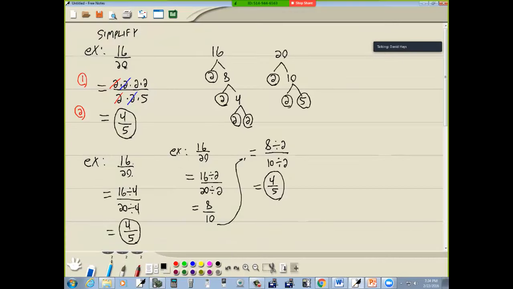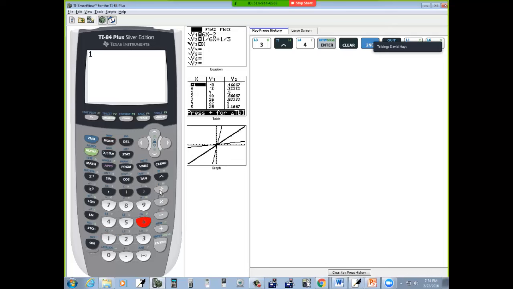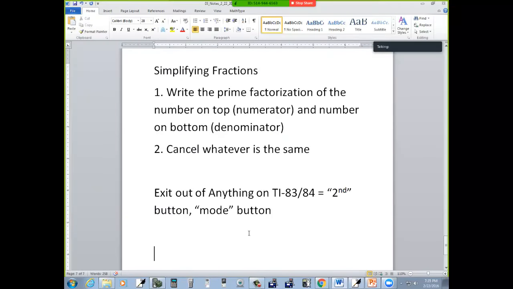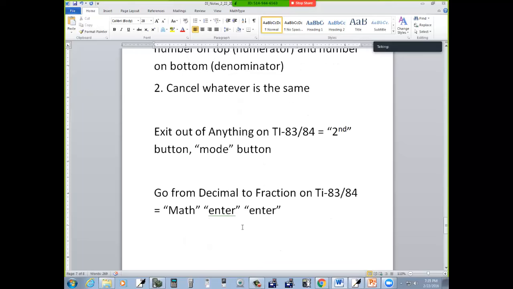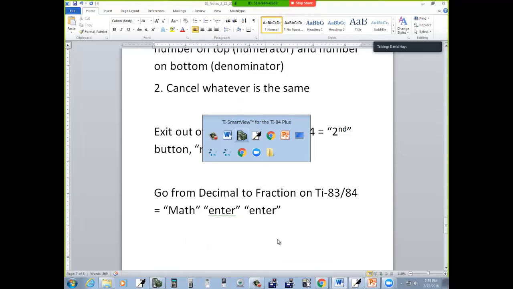Now to simplify 16 over 20, if I do 16 divided by 20 and press enter, it gives us a decimal. To go from decimal to fraction form on your calculator, you press your math button and then enter. And that'll give us our 4/5. So to go from decimal to fraction on the TI-83, 84, you simply press Math, Enter, Enter. Now that's simplifying fractions.